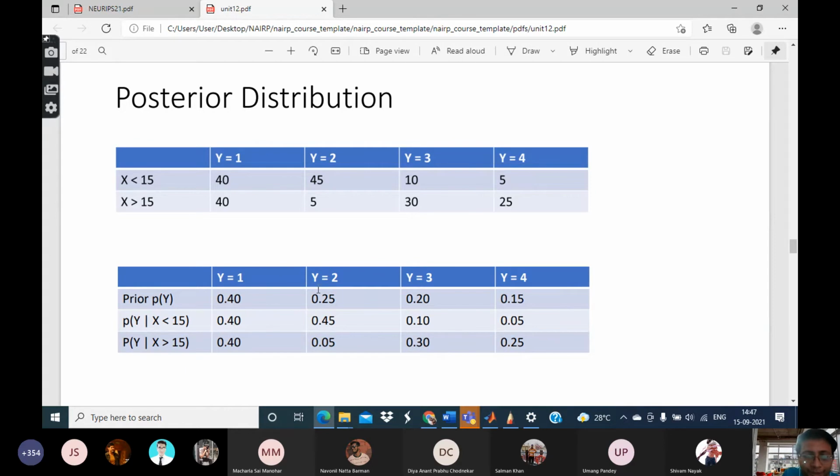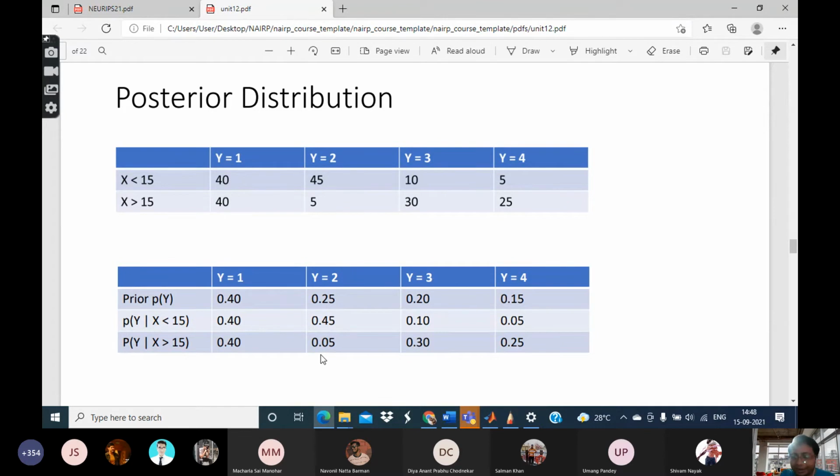That means overall, 2 was not a very frequent label. Only 25% of the examples had it. But if I know that x is less than 15, that is, the attribute value is less than 15, then I think it is possible that y may be equal to 2. There is a greater chance that y is equal to 2. But on the other hand, if I know that x is greater than 15, then I am more certain that y cannot be 2. So the probability comes down like this.